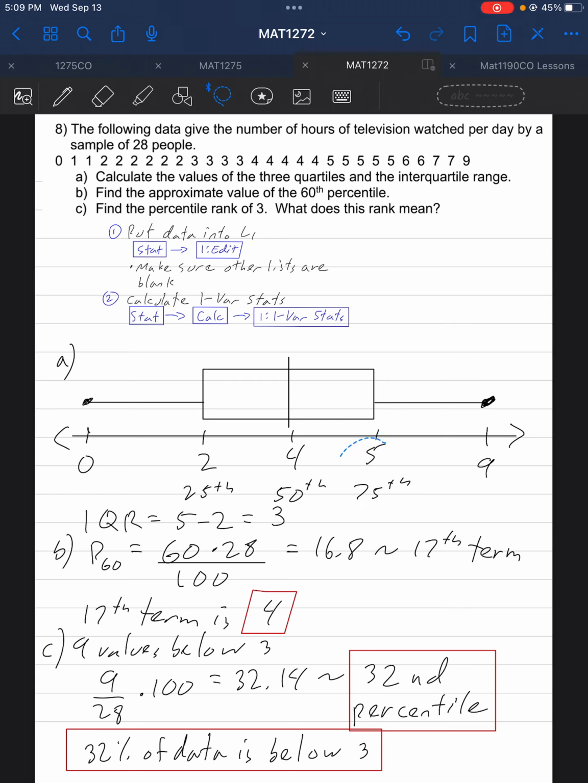Interquartile range is going to be the value of the 75th percentile minus the 25th percentile. So 5 minus 2 is equal to an interquartile range of 3.